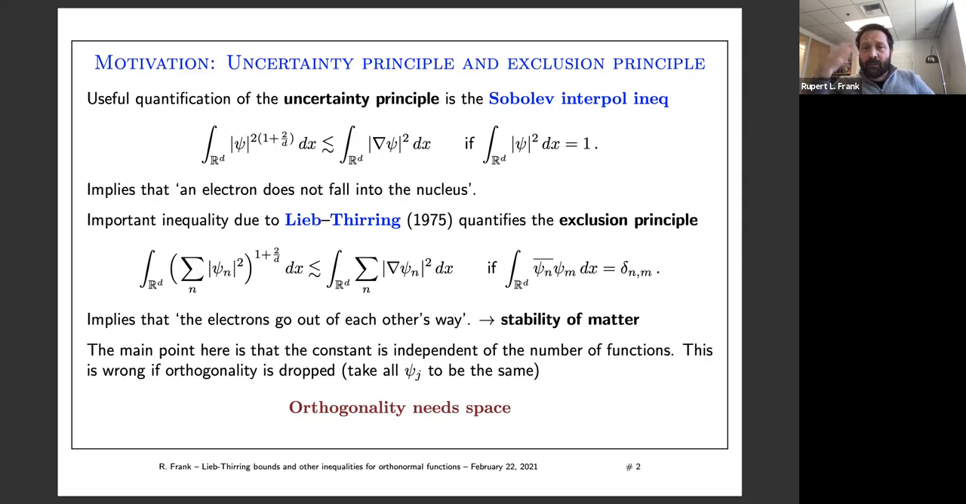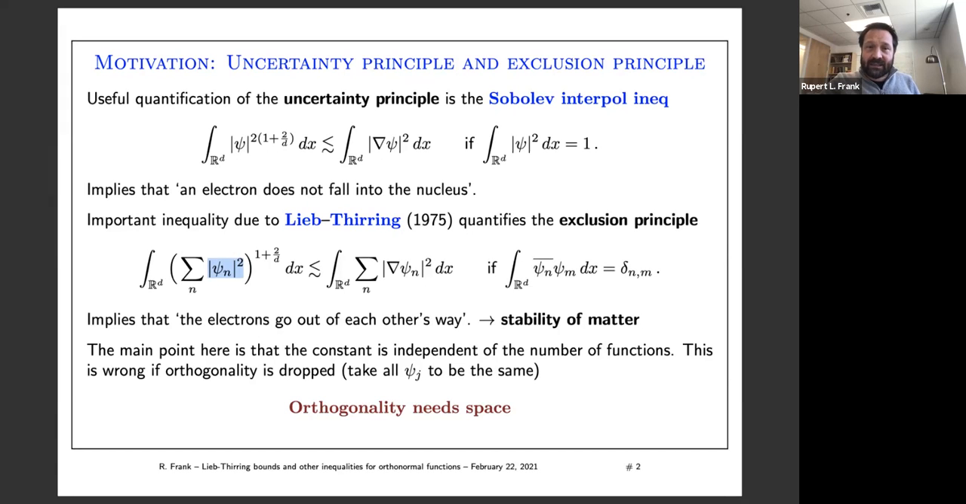So now we have a whole bunch of functions, either finitely many with some number or right away infinitely many. You assume that these functions are orthogonal to each other in L2 and normalized. And then the physical quantity of interest is that you sum their squares. That's sort of the density of electrons that you observe. You want to think of these psi n's as the different orbitals. And so this is the overall density of this large number of electrons.